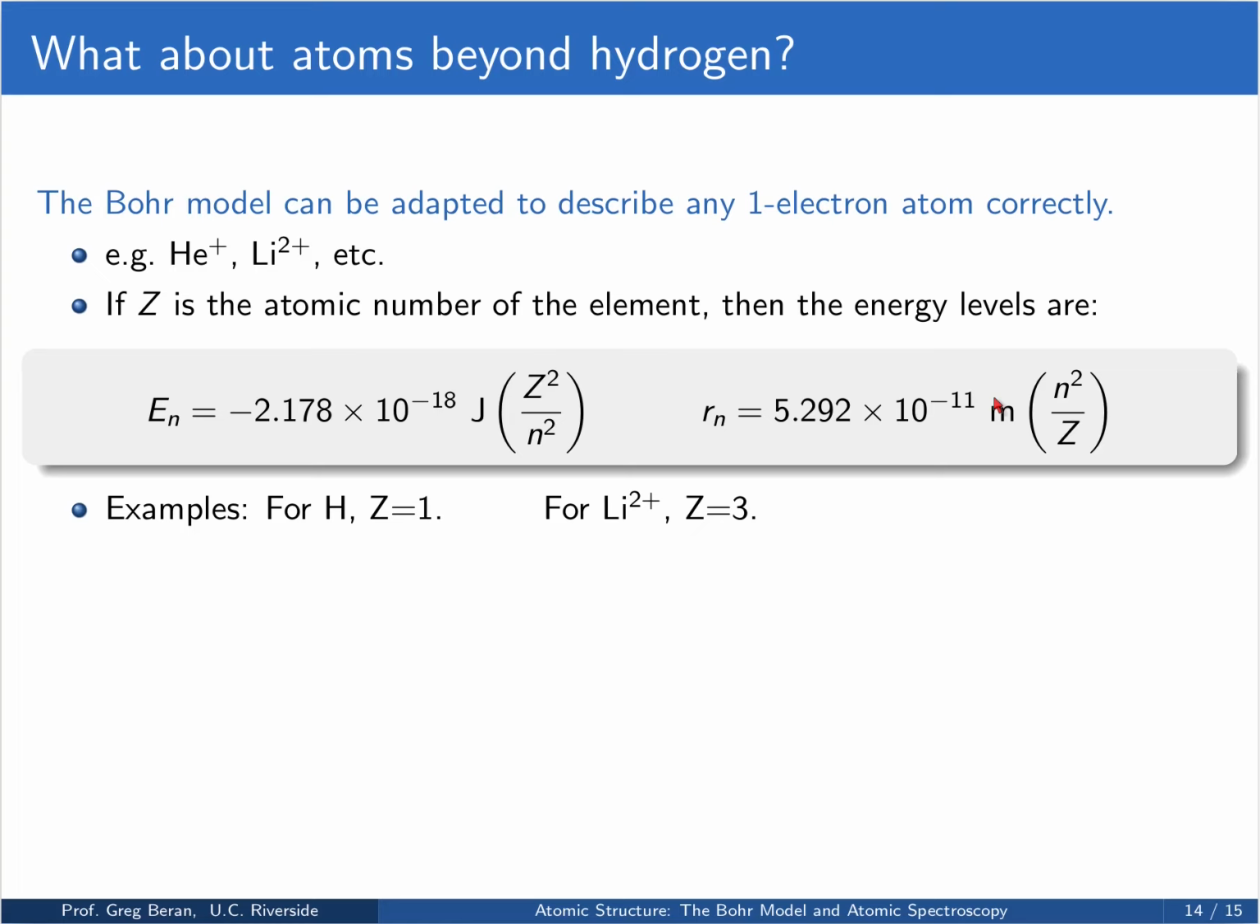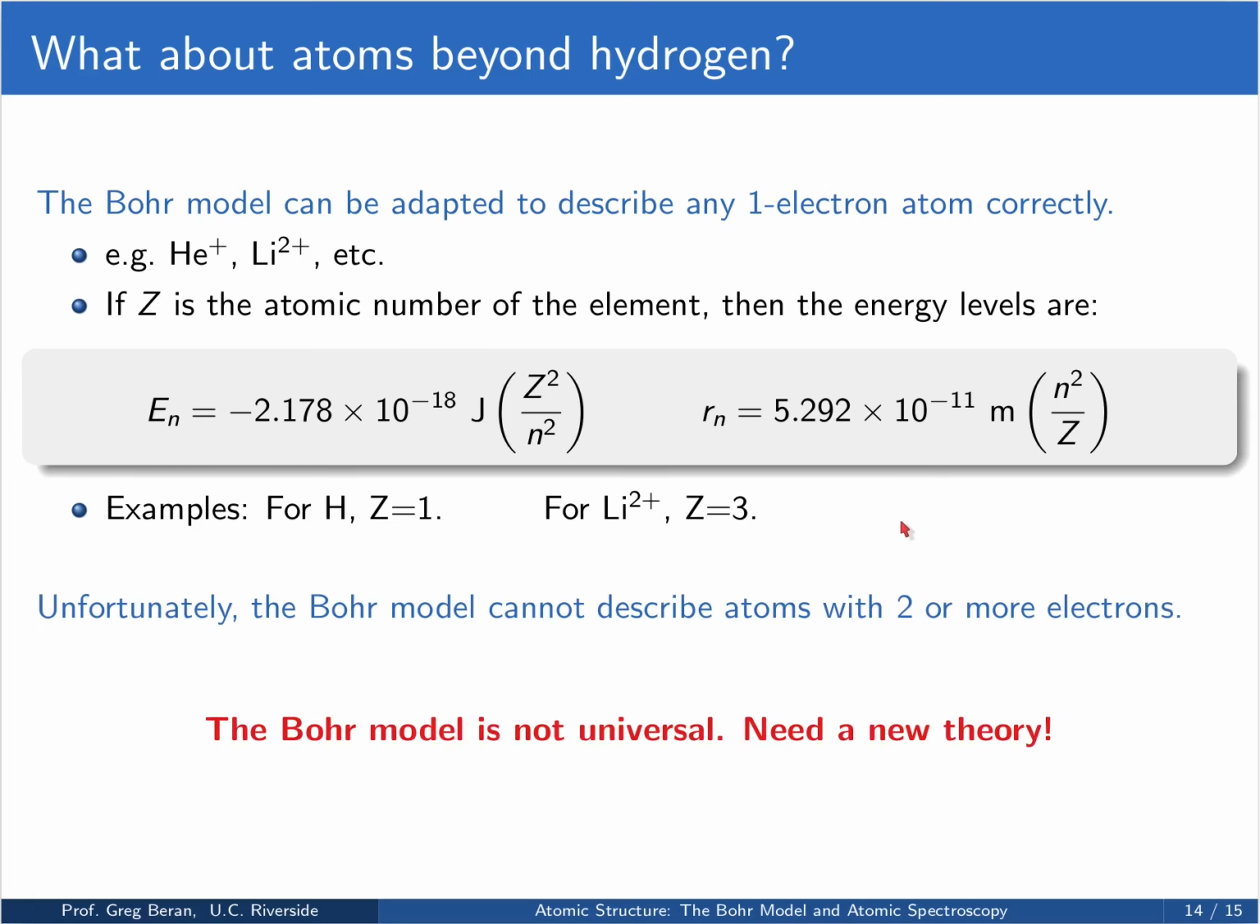In those cases, you can rederive the Bohr model and the only change is that you get a factor of Z and Z squared in the energies and orbit radii, where Z is the atomic number of the element. For example, the energies look the same as the energies for hydrogen except multiplied by Z squared. The radii are going to be the same as before except divided by Z. And Z is, as we said, the atomic number. So for hydrogen, Z equals 1. For lithium 2 plus, or any lithium ion, Z would equal 3.